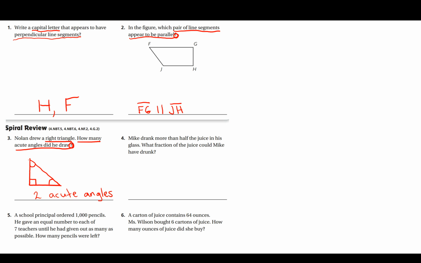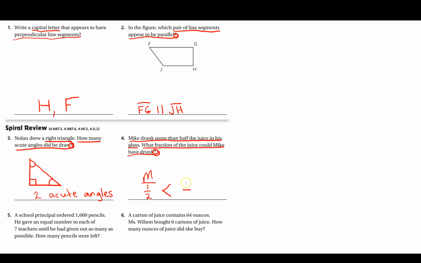All right, number 4, Mike drank more than half. So he drank more than half the juice in his glass. What fraction of the juice could Mike have drunk? So let's show that Mike drank more than half. The fraction that we're going to write has to be greater than 1/2. And it can be any fraction we want as long as it's greater than 1/2.